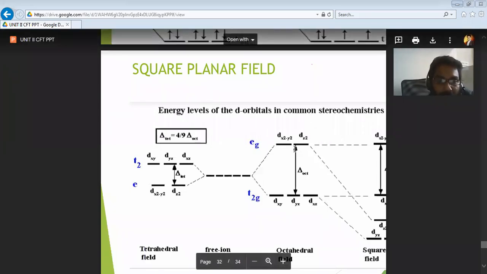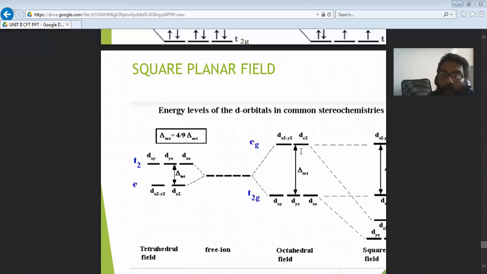This is the octahedral. In this place, what happened? The z-axis is absent. Z-axis absence means the ligands do not approach the z-axis orbitals. That is the important point. Now only the x and y axes touch the ligands.